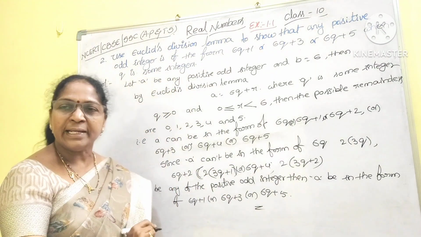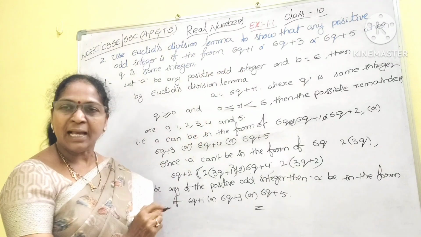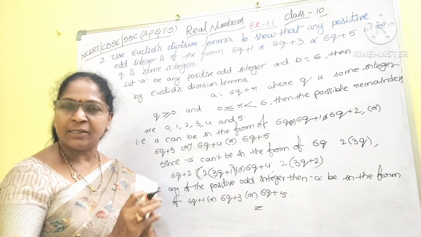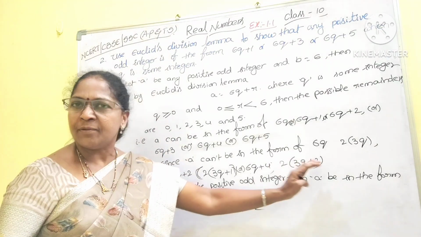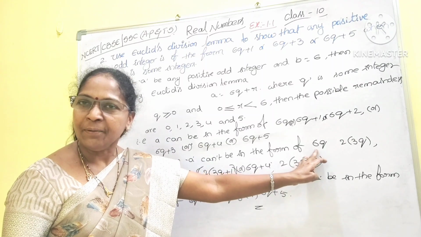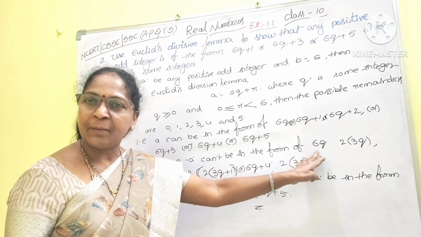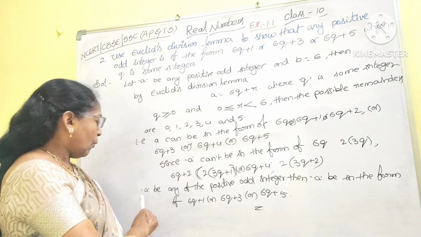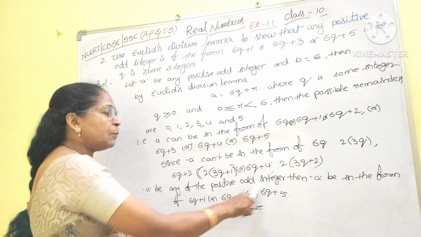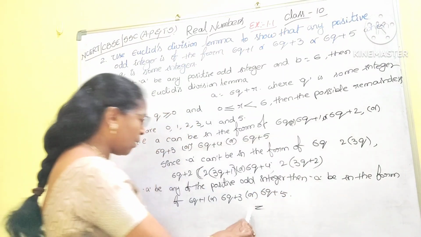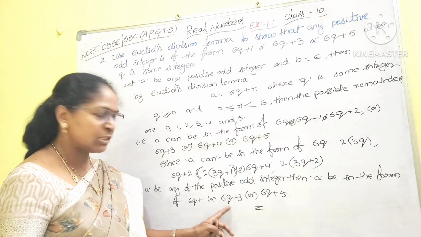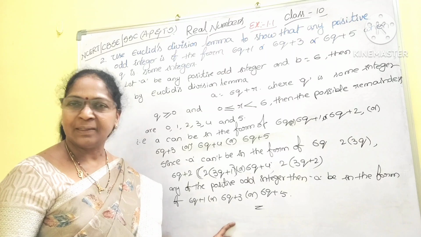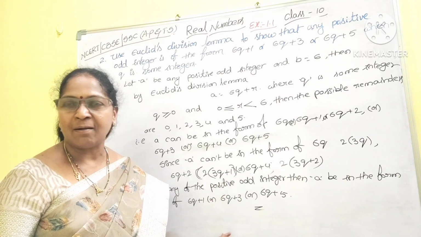Here the condition is A is any positive odd integer. Only odd integer, not even integer. So A cannot be in the form of 6q, even integers. So it cannot be in the form of 6q, 6q plus 2 or 6q plus 4. Now A can be any positive odd integer, so A is in the form of 6q plus 1 or 6q plus 3 or 6q plus 5. Is it clear? If you have any doubt, ask me in the comment section.